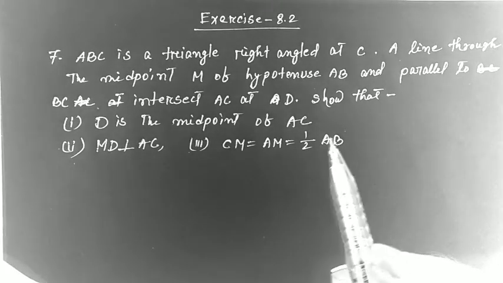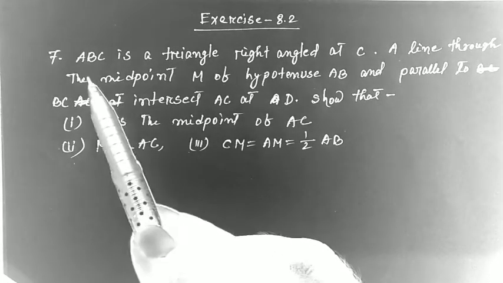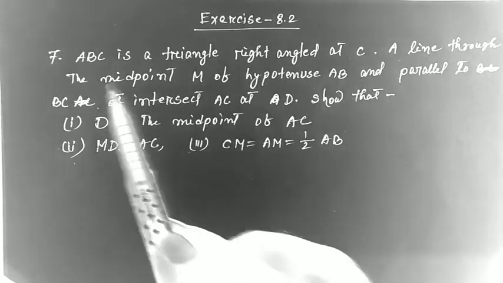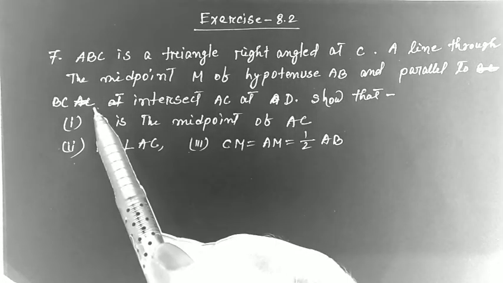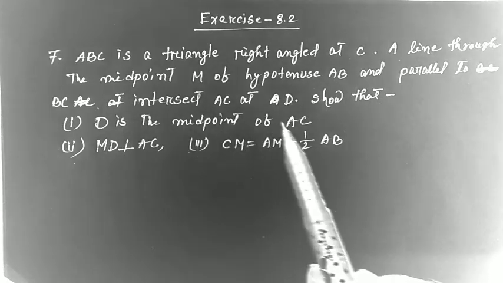Hello dear learners, in this video I am going to solve question number 7 of exercise 8.2 of general mathematics. Question number 7 is that ABC is a triangle right angle at C. A line through the midpoint M of hypotenuse AB and parallel to BC intersects AC at D. Show that D is the midpoint of AC.